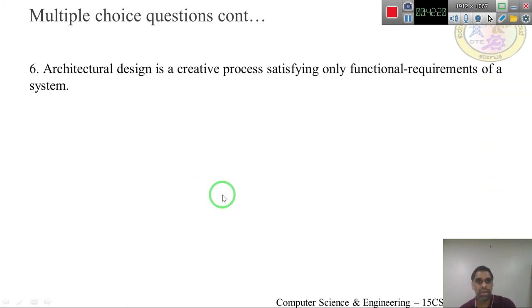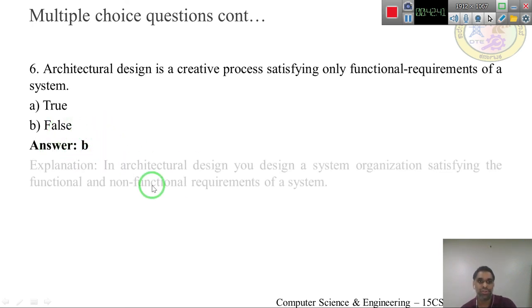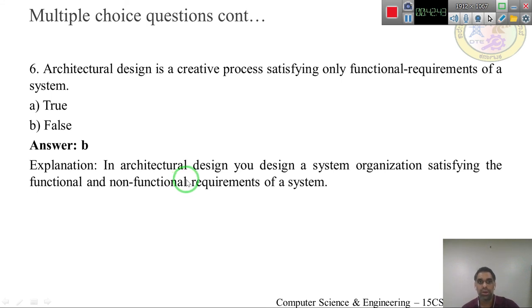Question 6. Architectural design is a creative process satisfying only functional requirements of a system. Is it true or false? So what do you think? Is it only functional requirements that are being dealt with in architectural design? No, right? So answer B would be the correct one. So false. Then what exactly do you do in software architecture design? In architectural design, you design a system organization which satisfies both functional and non-functional requirements of a system. That is why answer B, false.